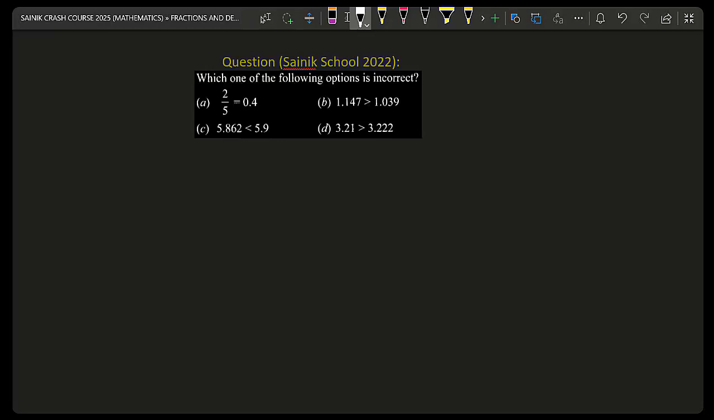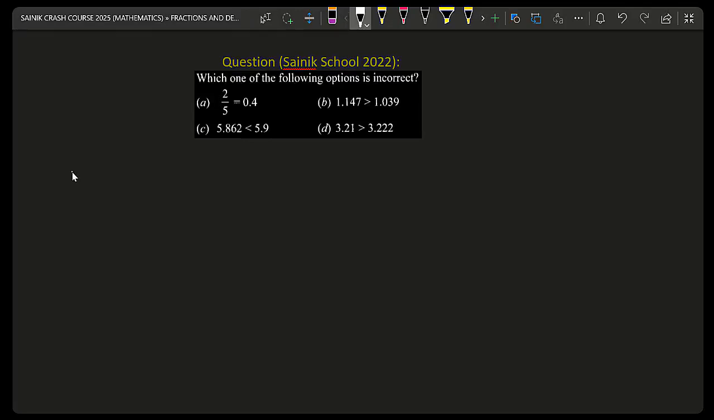Okay, let us check option by option. So option A, I want to check, Harshit. How can I check whether this fraction and the decimal are equal or not? How can I convert 2 by 5 into its decimal form? Just now we discussed. There are two methods I discussed. What is the first method? The first method is to divide the numerator by the denominator, right?